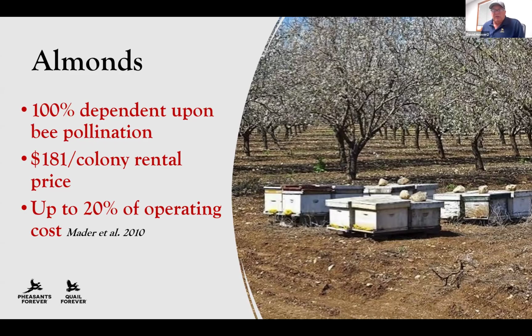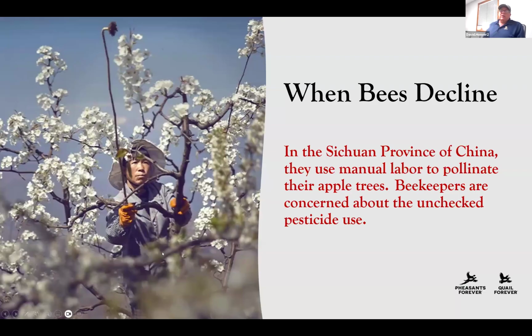20% of their operation, and so when beehives decline, it's important to the ag community, and they're putting a lot of time and effort in to try to figure out what's going on. But there's no doubt they're critically important to our agricultural sector.